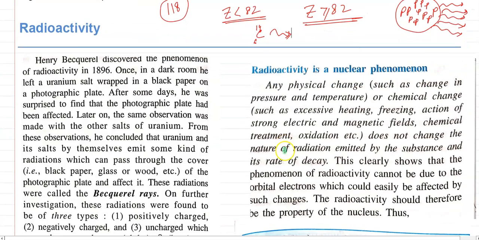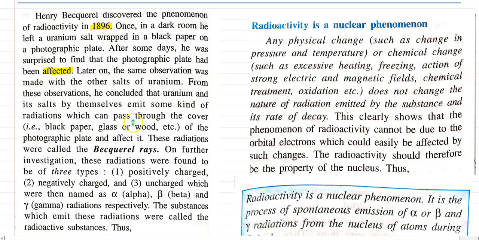So this is radioactivity. Henri Becquerel first discovered the phenomenon of radioactivity in 1896. Once, in a dark room, he left uranium salt wrapped in black paper on a photographic plate. After some days, he was surprised to find that the photographic plate had been affected. Later on, the same observation was made with other salts of uranium.